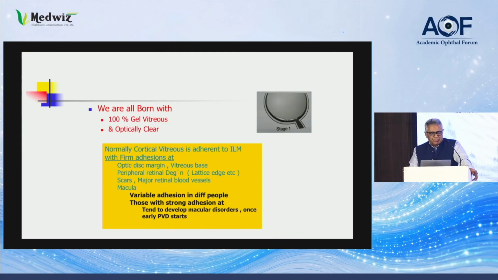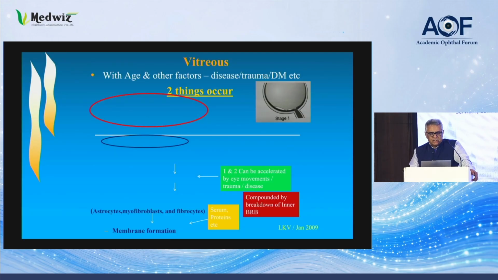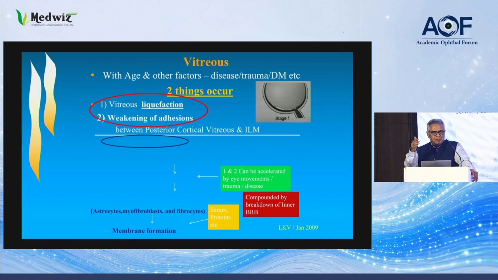Remember, all of us are born with 100% gel vitreous, which is the consistency of the white of an egg, a lacy substance. And with age and other diseases like trauma or diabetes, two things happen. One is vitreous gets liquefied. Second is the adhesion between the vitreous and the ILM reduces. And if both of them occur completely and concurrently, we get total PVD. And sometimes HST or flash and floaters can occur in such conditions.